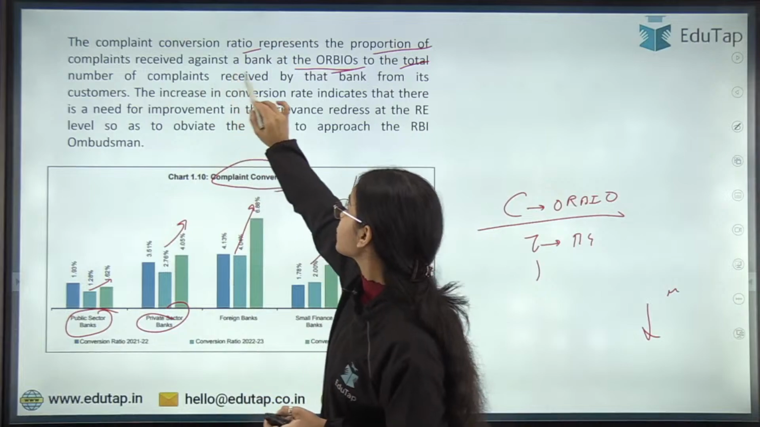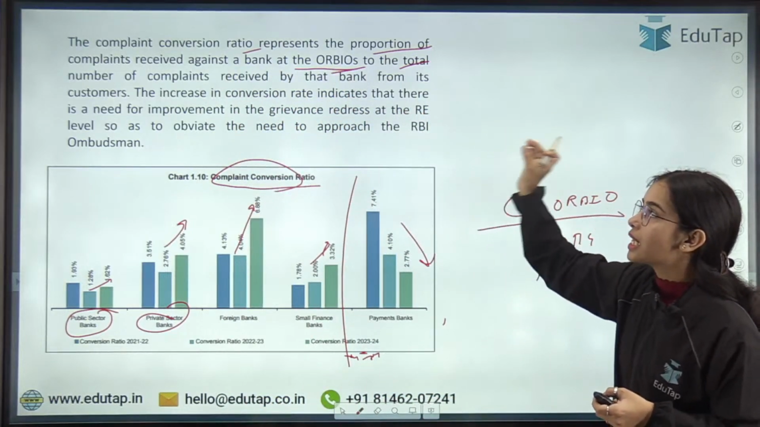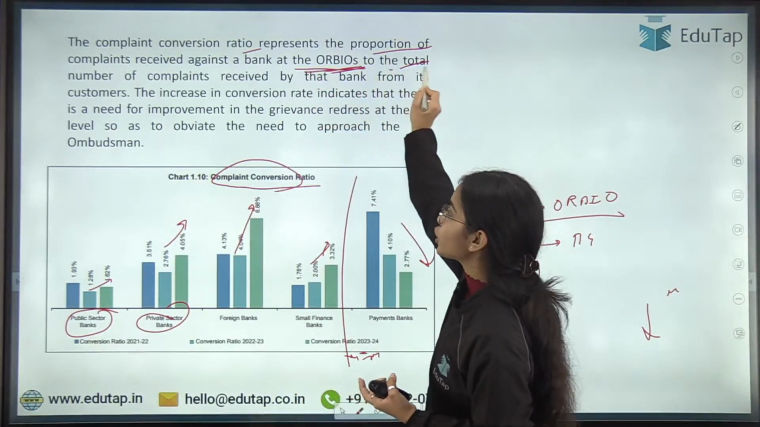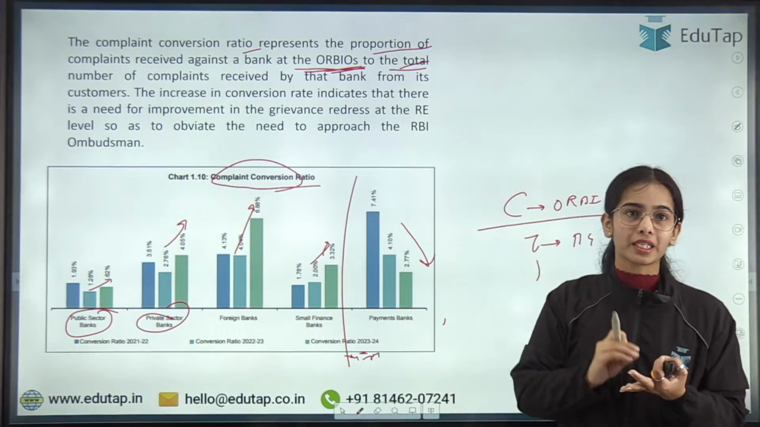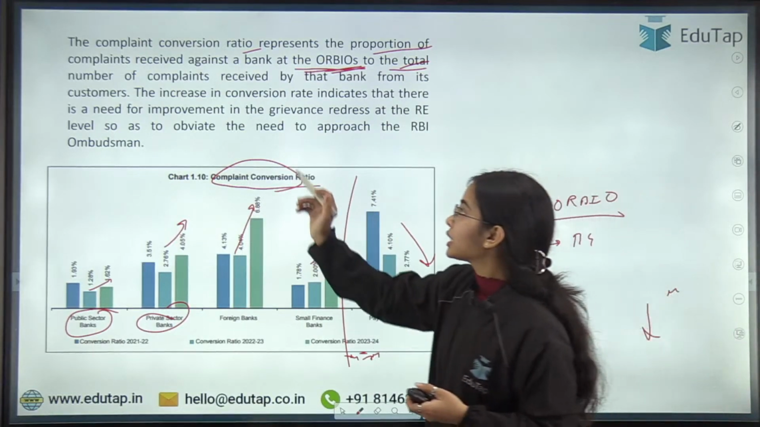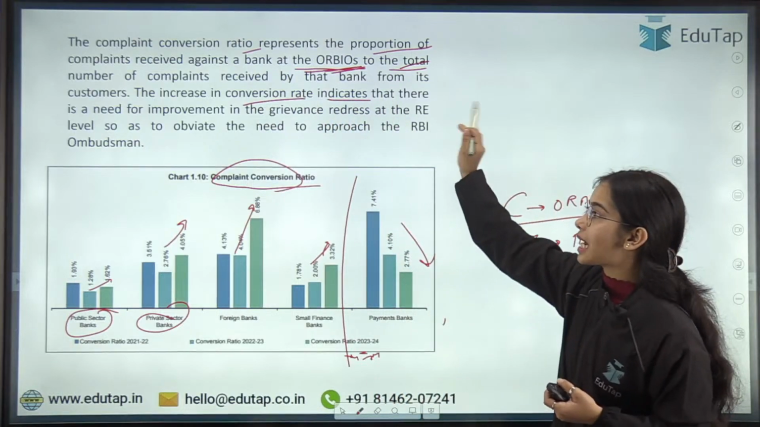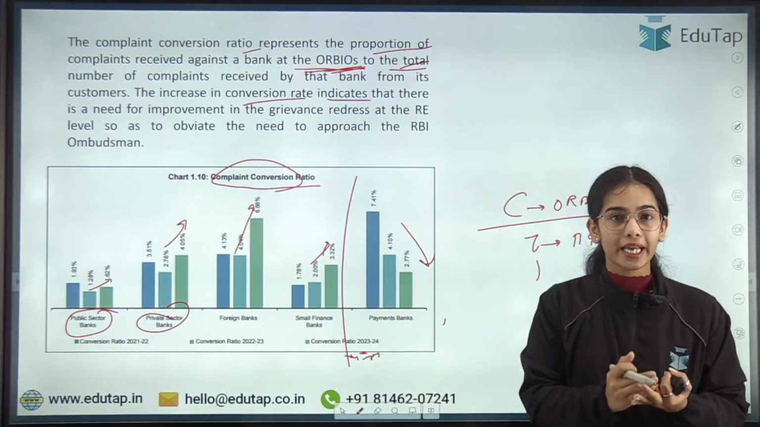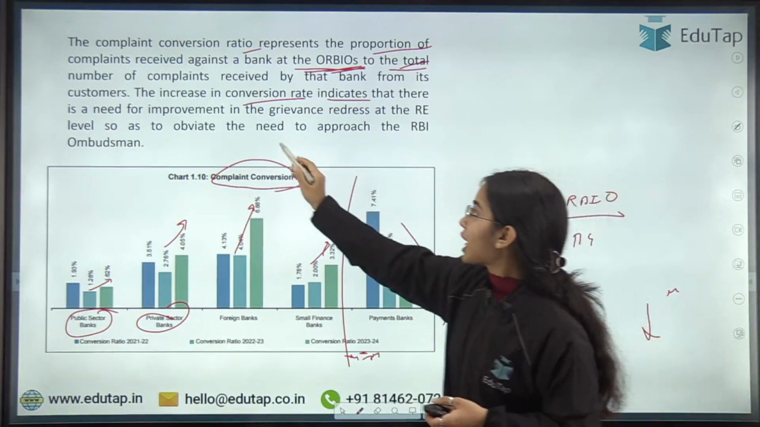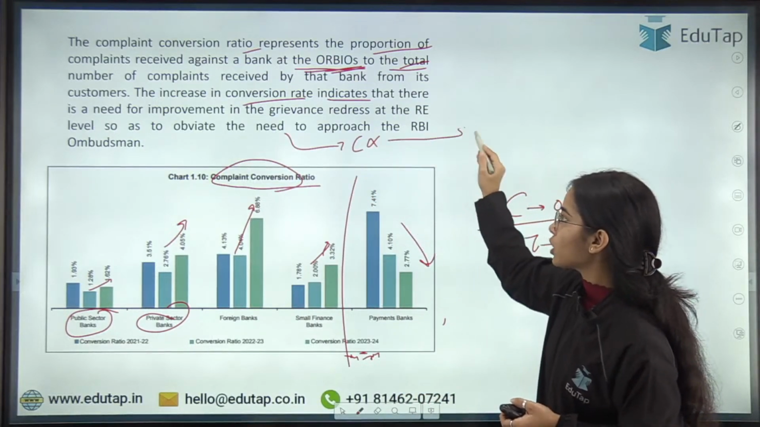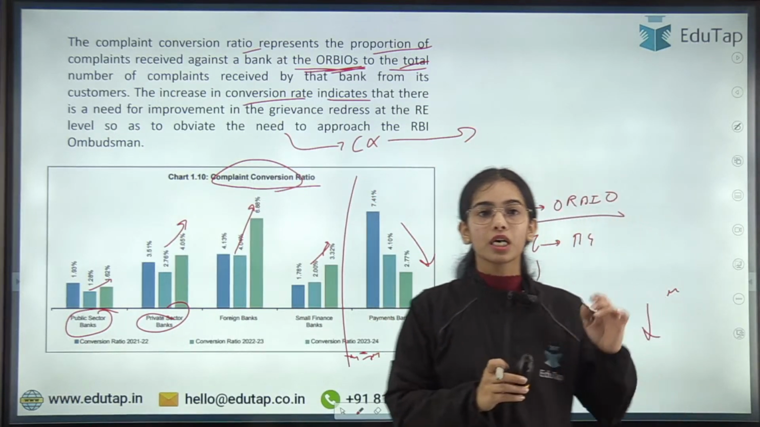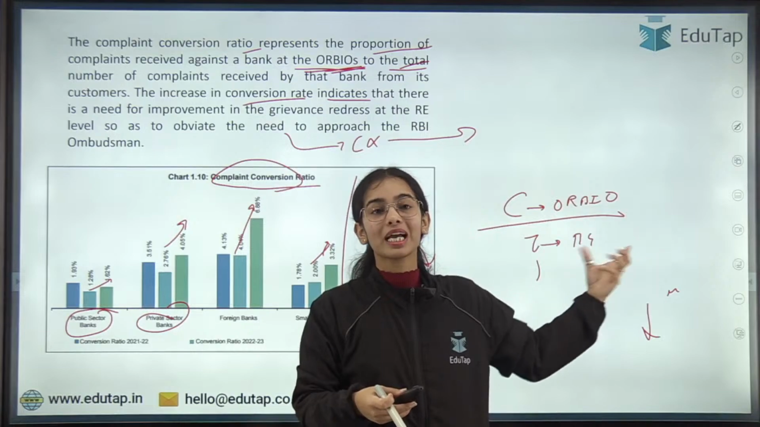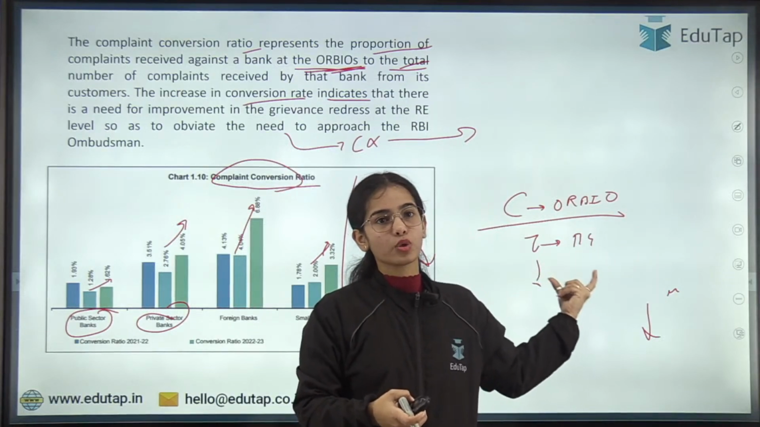Okay. So complaint conversion ratio represents the proportion of complaints received against a bank group at the offices to the total number of complaints received by the bank from its customers. Okay, the increase in conversion rate indicates that there is a need to improve the internal grievance redressal mechanism of the banks and the entities, so that the customers do not need to approach the ombudsman. Because if the customers are going to the ombudsman and there are more complaints going to the ombudsman, that means the internal grievance redressal is not very good for the banks.